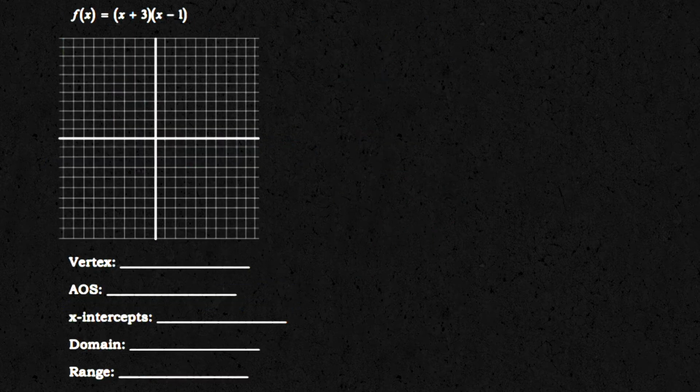Alright, let's move on to example number 3, which is very similar to the first example except for it's x plus 3 and x minus 1. But we'll start by finding the x-intercepts, and this one was kind of confusing because it didn't list that one first. But we know that this one is in intercept form, so we should find the intercepts first.